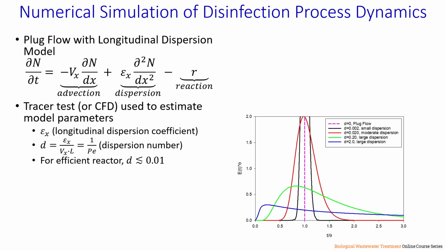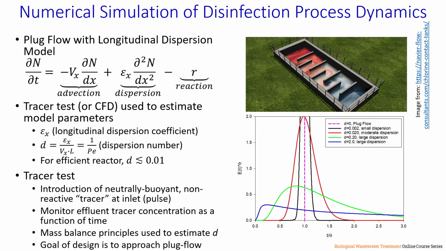So we can simulate these things by computational fluid dynamics. We can also measure them using a tracer test. In a tracer test, what we'll do is introduce a neutrally buoyant, non-reactive tracer, typically as a pulse at the inlet of the system. We'll then monitor effluent concentration as a function of time, then apply principles of mass balance to estimate the dispersion number. And again, the goal of design is to approach plug flow from a practical perspective. That means a dispersion number less than about 0.01.